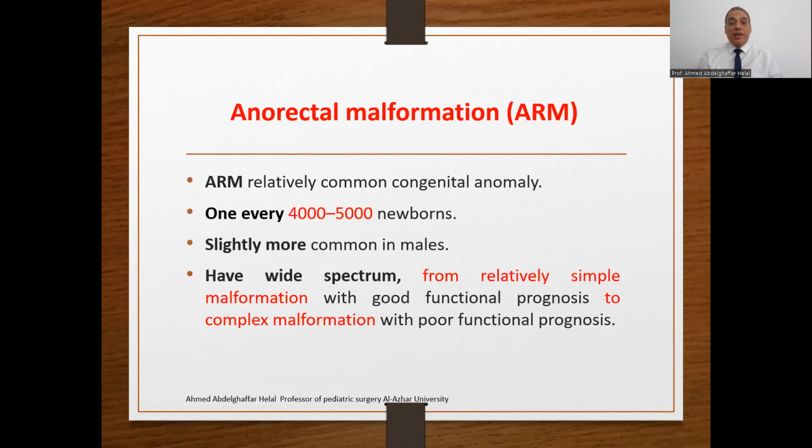Anorectal malformation is a relatively common congenital anomaly, affecting about 1 in every 4,000 to 5,000 newborns, and it is slightly more common in males. Anorectal malformations have a wide spectrum, ranging from a relatively simple malformation with a good functional prognosis for urine control and bowel control to a complex malformation with a poor functional prognosis related to urinary and bowel control.